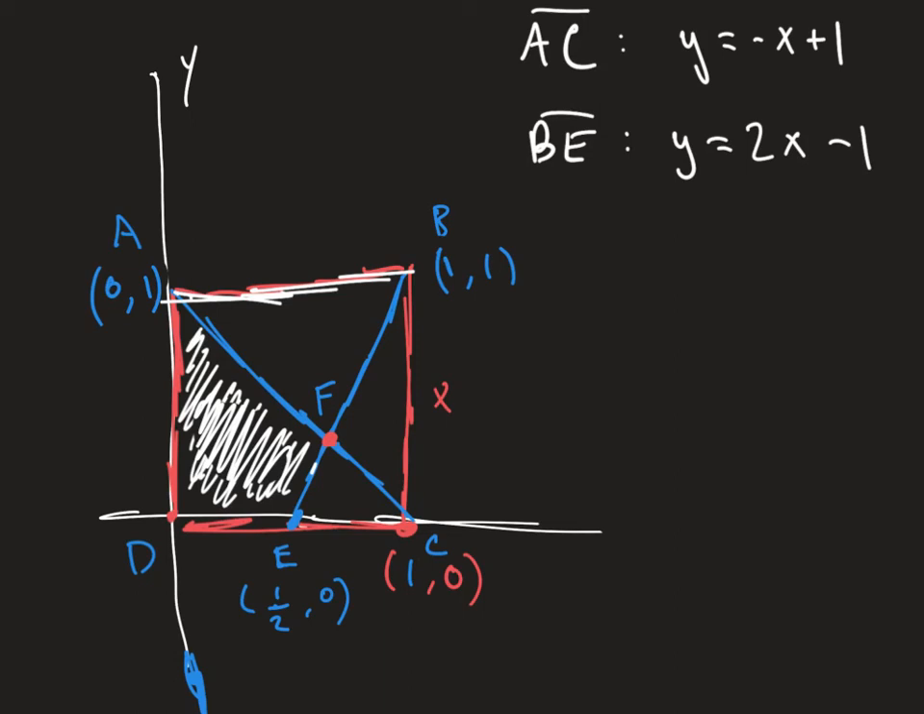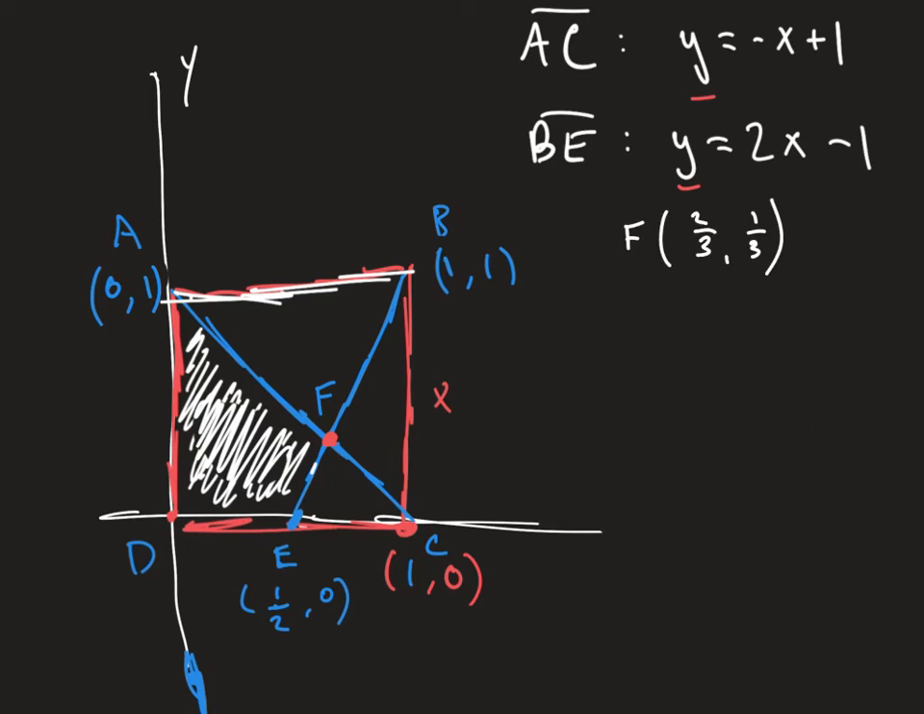So what we do is we set the equations equal. Because they both have y on the left, we can just set the x parts equal, and we get negative x plus 1 equals 2x minus 1, and we get 3x equals 2, which means the x-coordinate of F is 2/3. Then plugging this x-coordinate into either of the equations, because it'll satisfy both, we solve for y, and we get, sorry, 1/3 for the y-coordinate. So the coordinates of F are (2/3, 1/3).